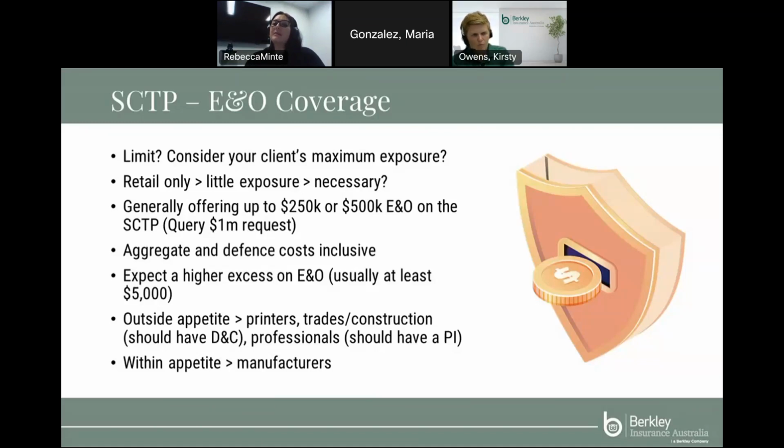So what sort of businesses and activities are within appetite for us? Well, we tend to write a lot of E&O for small to medium-sized manufacturers. However, we are quite cautious when it comes to high hazard component parts, such as those that are safety critical or involved in automotive, health, or medical.